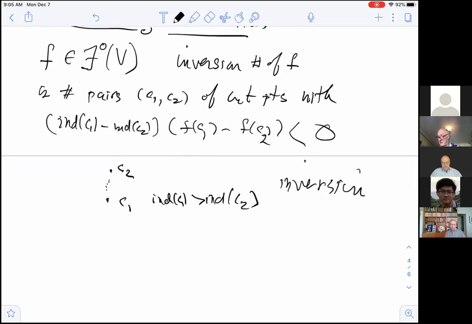Okay. And the number of such unordered pairs is the inversion number. More generally, if f is a general element, well, let me back up a second. I want to define f sub nu of these excellent Morse functions.